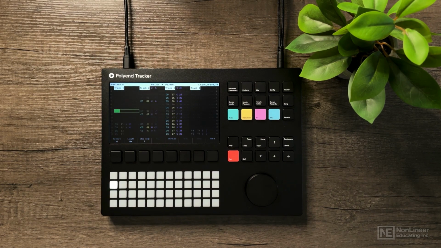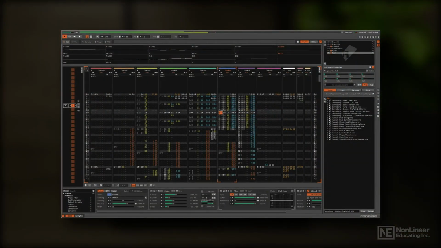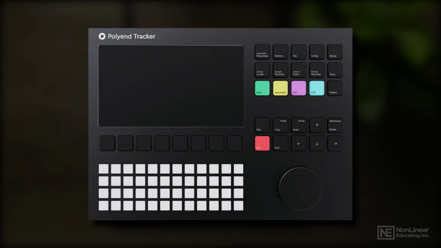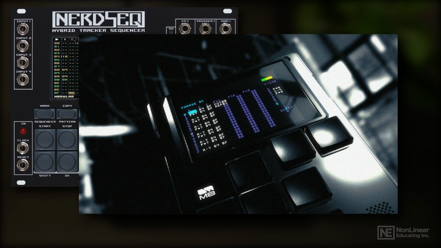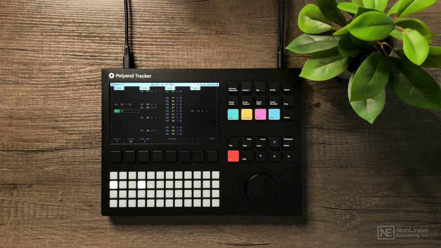In fact, software-based trackers such as Renoise are still popular today, and there are a number of other hardware-based trackers available besides the awesome Polyend Tracker, such as the NerdSeek and Dirty Waves M8. Modern-day trackers are, at a fundamental level, largely unchanged from their 80s ancestors.